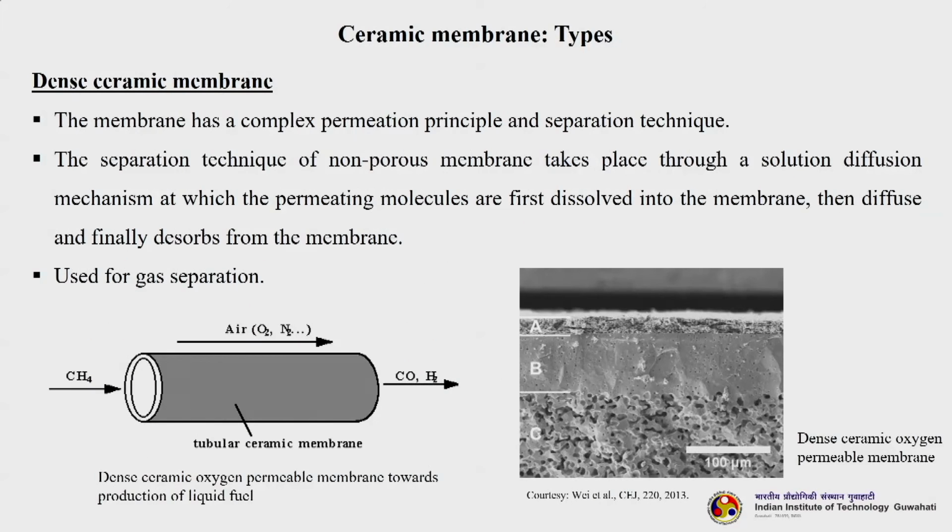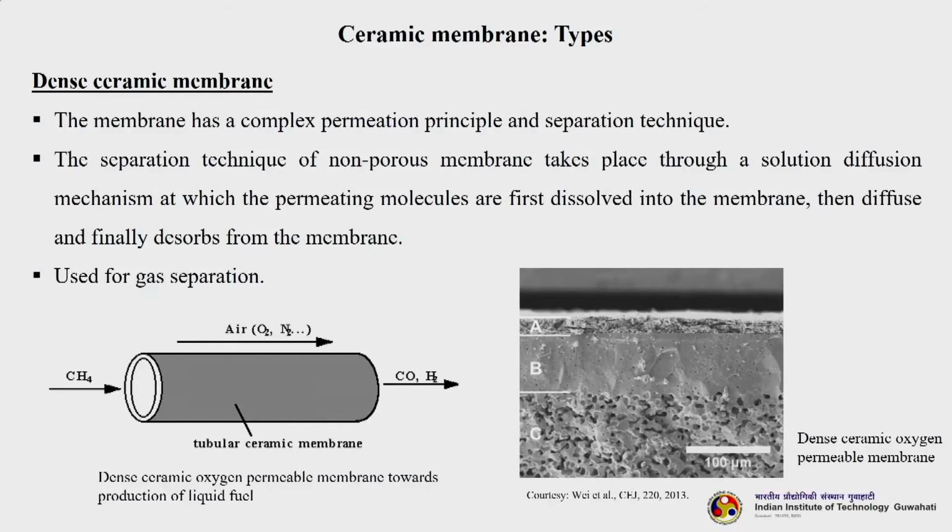Then the next is the dense ceramic membranes. Now, the membrane has a complex permeation principle and separation technique. The separation in a non-porous membrane takes place through a solution-diffusion mechanism, in which the permeating molecules are first dissolved into the membrane, then diffuse, and finally desorb from the membrane. So, these are essentially used for gas separation applications. Nevertheless, there are other applications also.